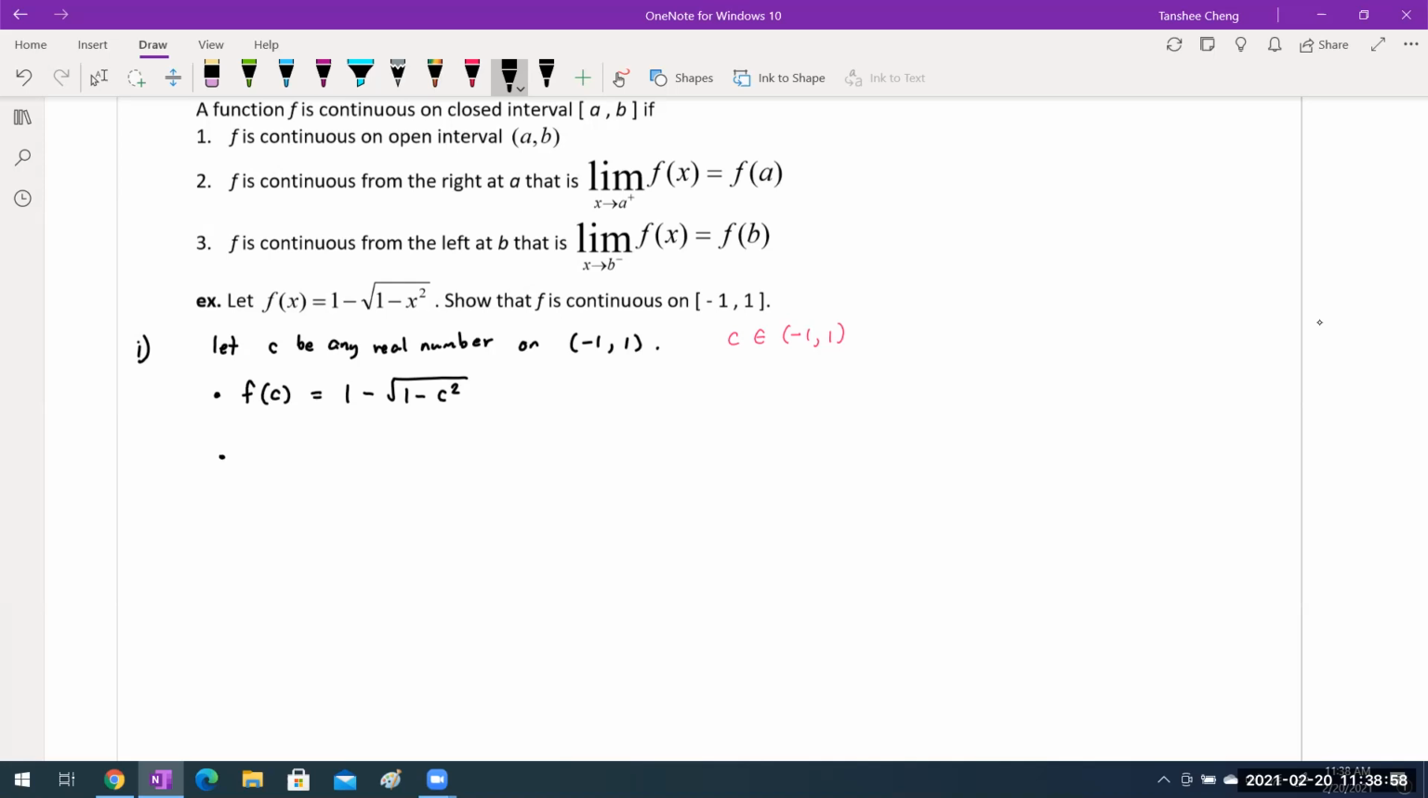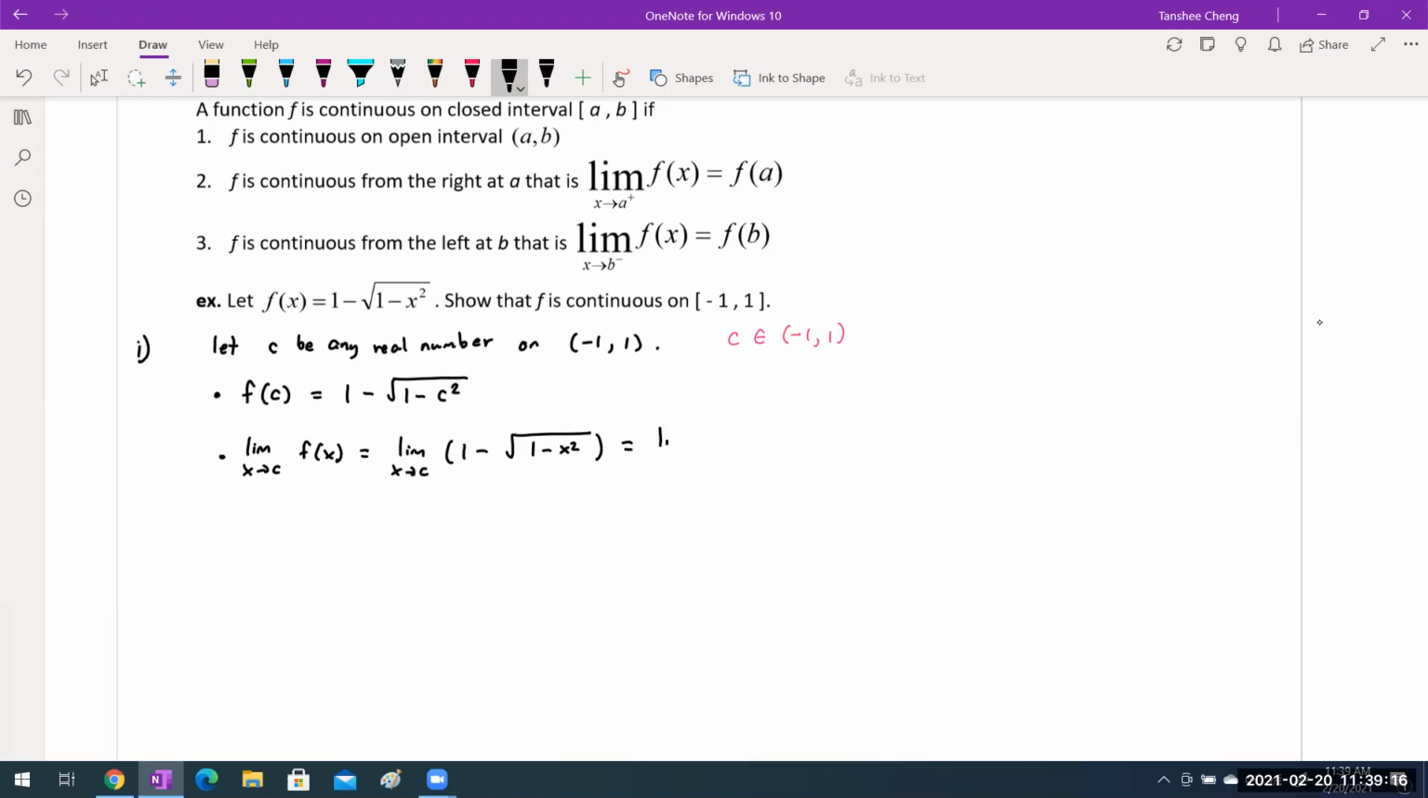Now we're going to look at the limit. So we want to see the limit as x approaches C of the function. And that is basically the limit as x approaches C of 1 minus the square root of 1 minus x squared.